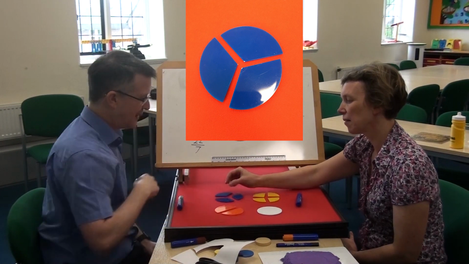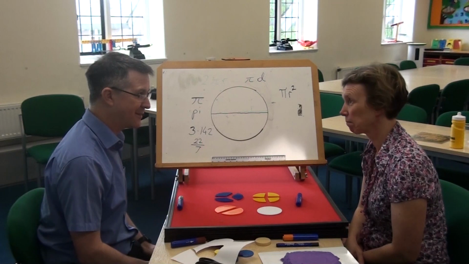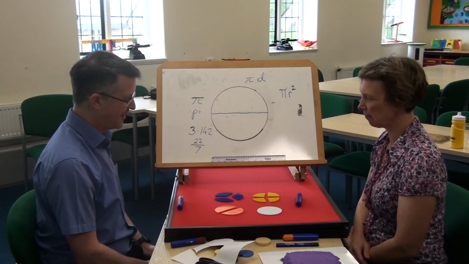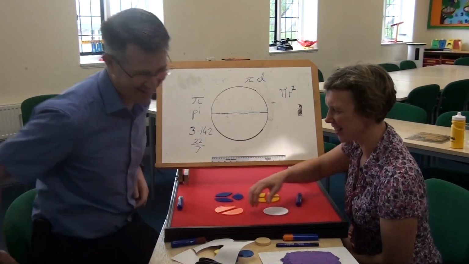Brilliant. I think we can leave them with that, and we can probably pick that up in the next session. Yeah, thank you. Brilliant. I'll go and get my circle. I was going to say, the circle's a good representation, really.